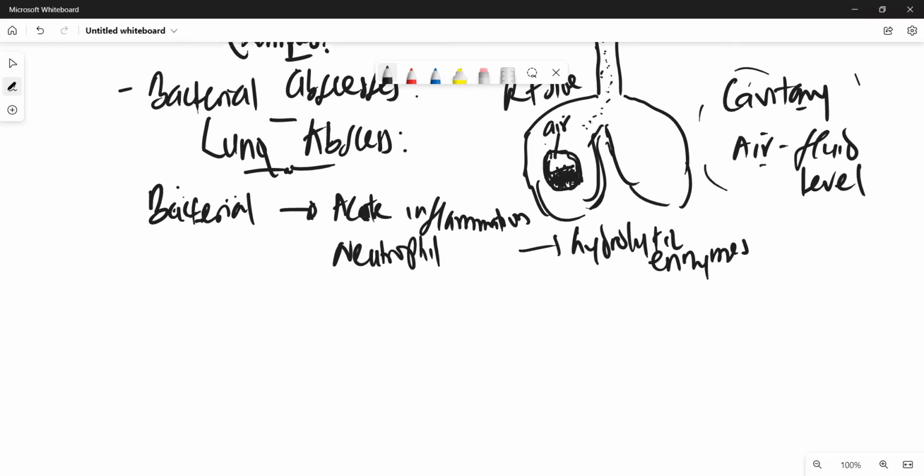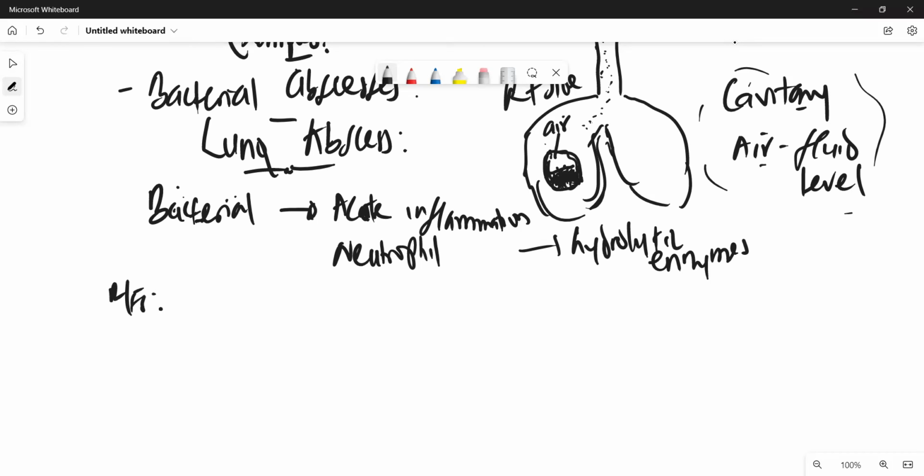So once you see this on the exam, somebody who has high risk for aspiration, having recurrent fever, and you do a chest X-ray, you see that cavitary lesion and air fluid level, you always want to think of lung abscess, right?